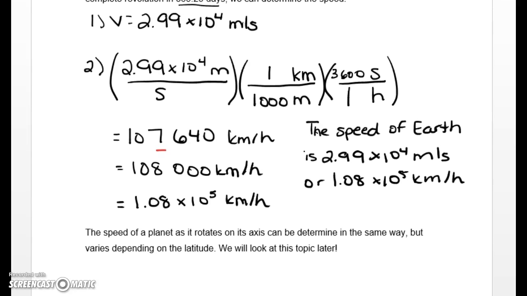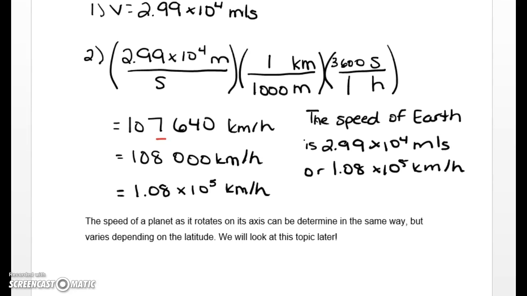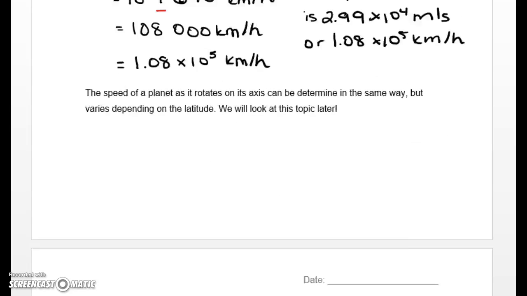Just as a little note here, the speed of a planet as it rotates on its axis can be determined in the same way, but varies depending on the latitude at which it's spinning. We're actually going to look at this topic a little bit later on in the unit, but we're not going to worry about it right now.